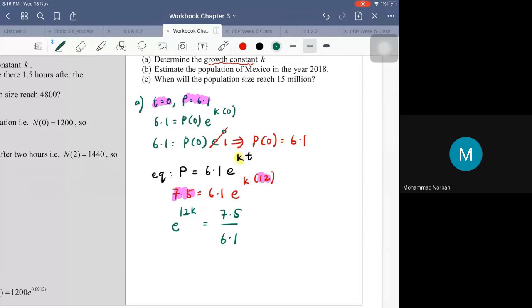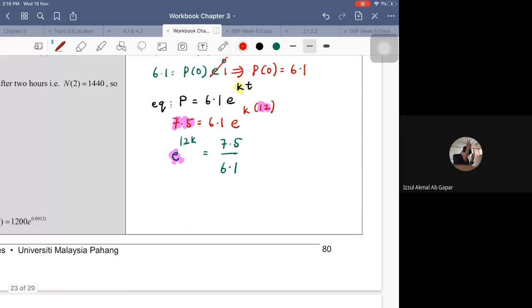How do I get rid of exponential? What should I do? Log. Exactly. So you are going to ln both sides of the equation. So I can ln this side, log of exponential of 12K is equal log of 7.5 over 6.1. So automatically, because they are inverses, they will cancel each other. So I will get K is equal to 1 over 12. So I bring this to the other side, so it becomes 1 over 12 log of 7.5 over 6.1.